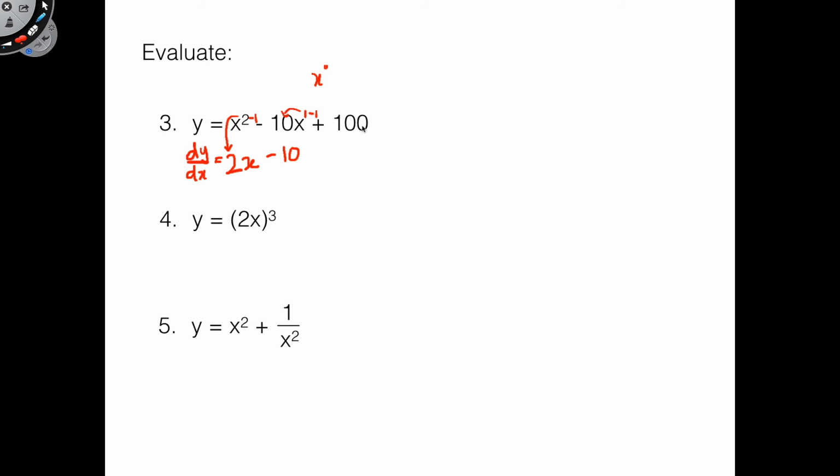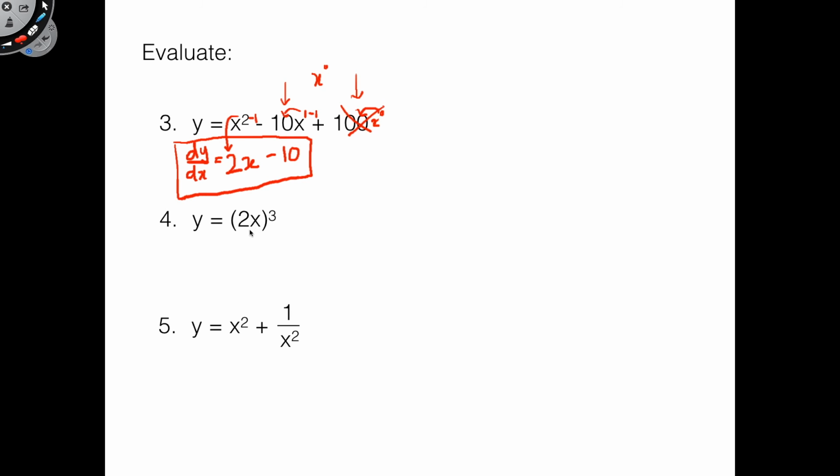And for the 100, if you remember, this is simply 100x to the 0. And therefore, the moment I multiply everything by 0, this entire term just gets wiped out. So I'm just left with my answer: dy/dx equals 2x minus 10.